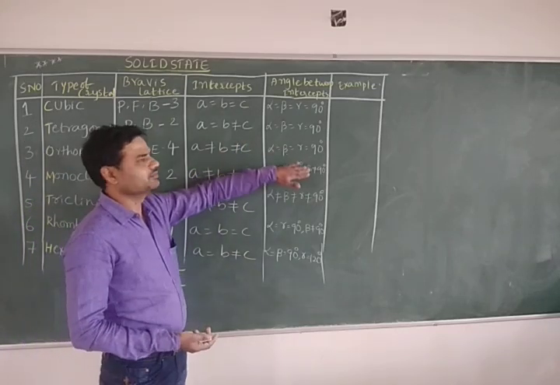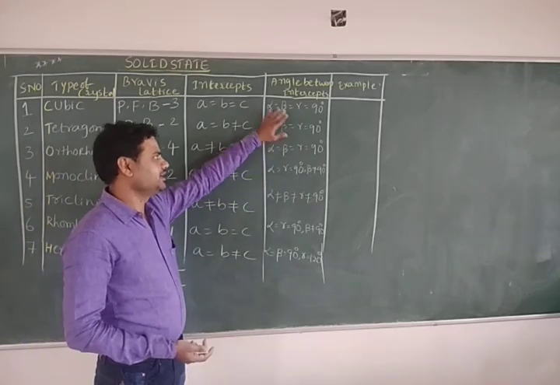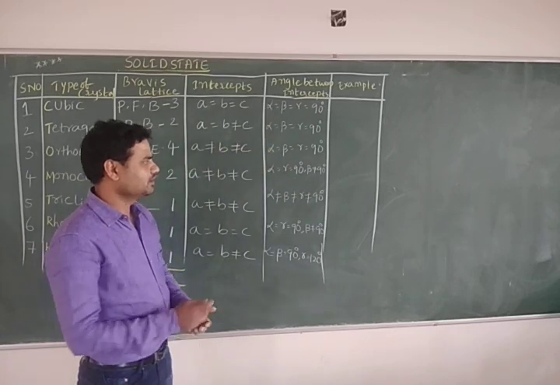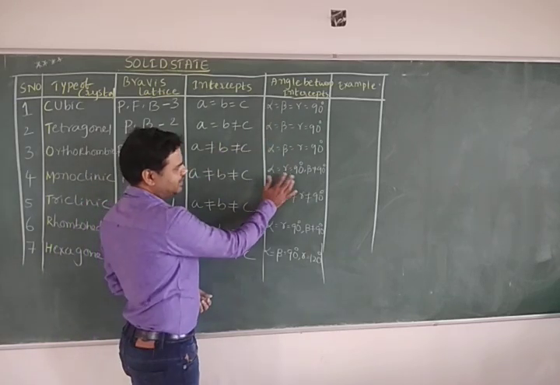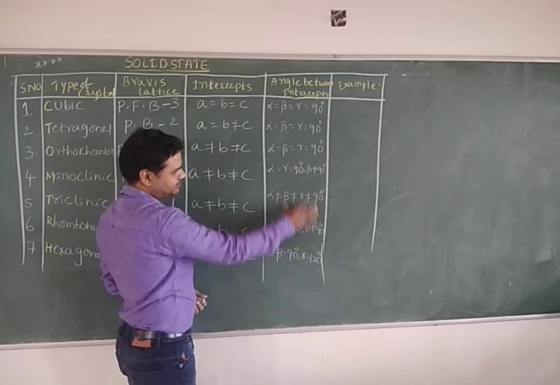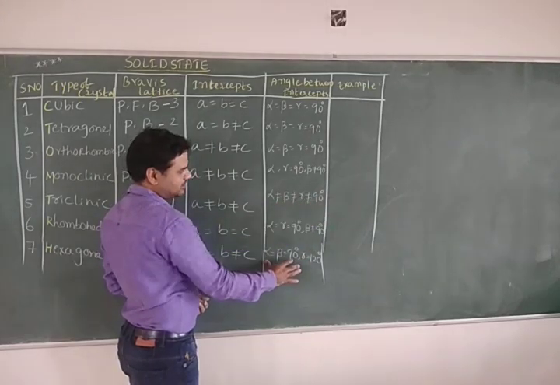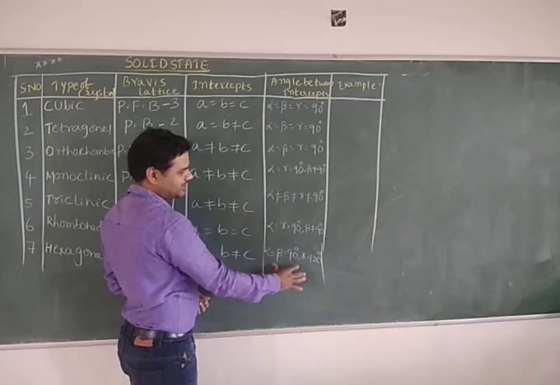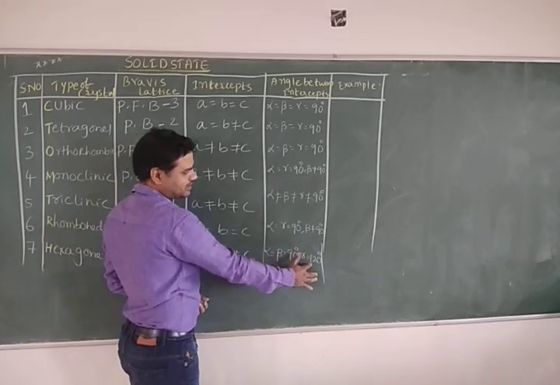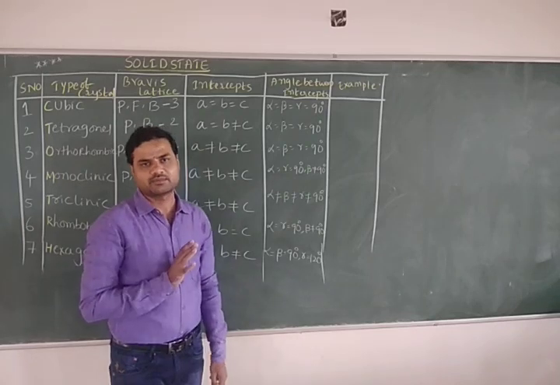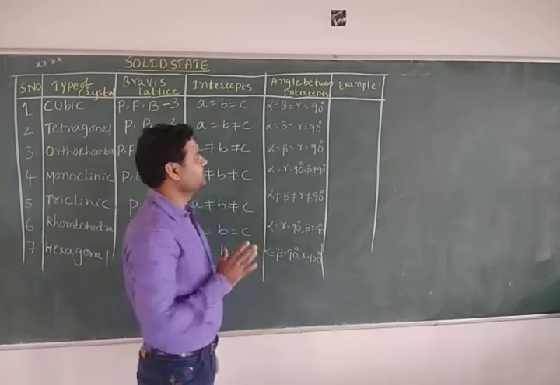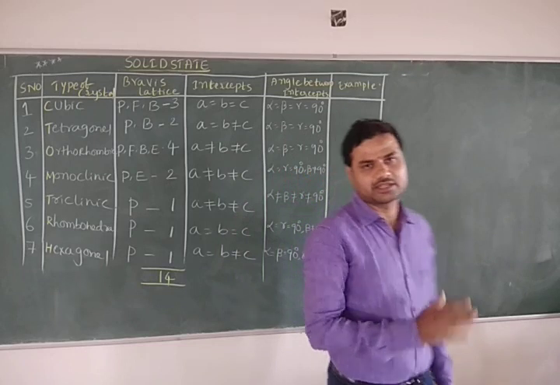First three are same. Alpha, beta, gamma is equal to 90 degrees. 1, 2, 3, three are same. Next you see that alpha gamma is equal to this one and this one same. Here all are not equal to 90 degrees. Last one is alpha beta 90 degrees, gamma is 120 degrees. Like this you remember. So these are the total 7 types of the crystal systems.